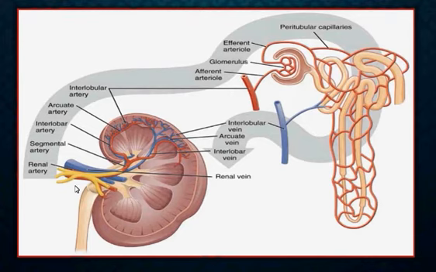So there is a renal artery that enters the kidney, and the renal vein goes outside, and the divisions and the tributaries inside it surround the functioning unit of the kidney, which is the nephron, in these details.